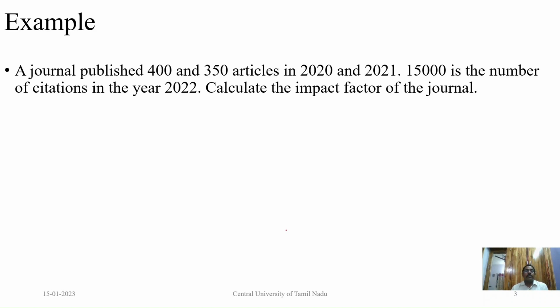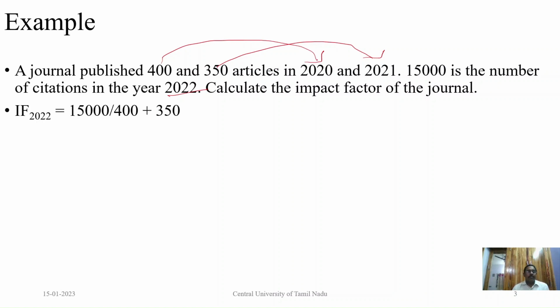Okay. So a journal published 400 articles in 2020 and 350 articles in 2021. 15,000 is the number of citations in the year 2022. Calculate the impact factor of the journal. Simply, as we have seen before, we have to go by the formula. So impact factor in the year 2022 is equal to 15,000, the number of citations, divided by the articles published in the year 2020 and the articles published in the year 2021.